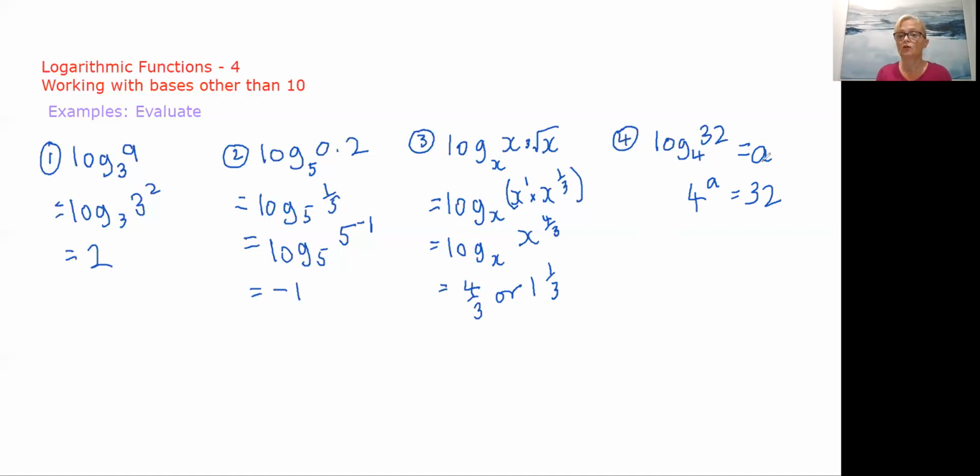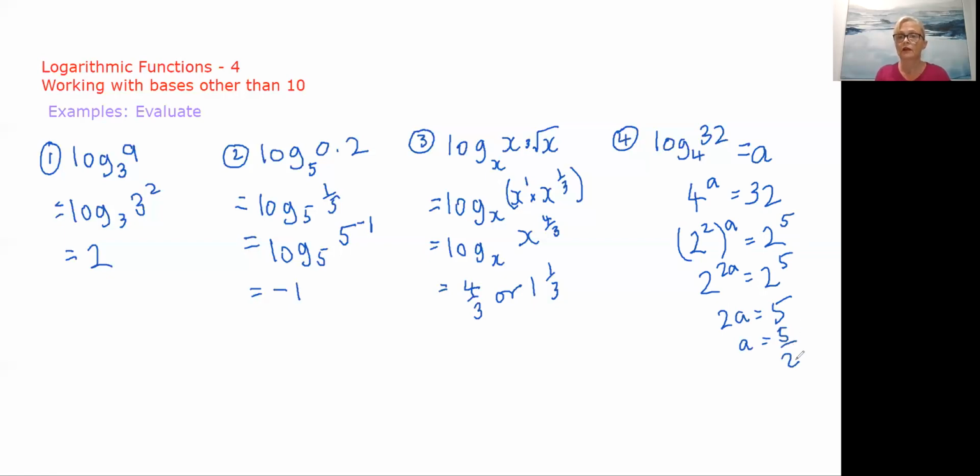And the way we solved that was by writing both sides with the same base. 4 is, of course, 2 squared. 32 is, of course, 2 to the 5. You multiply these indices here. Once you've got both sides with the same base, you can equate the indices. And, of course, you get that A is 5/2.